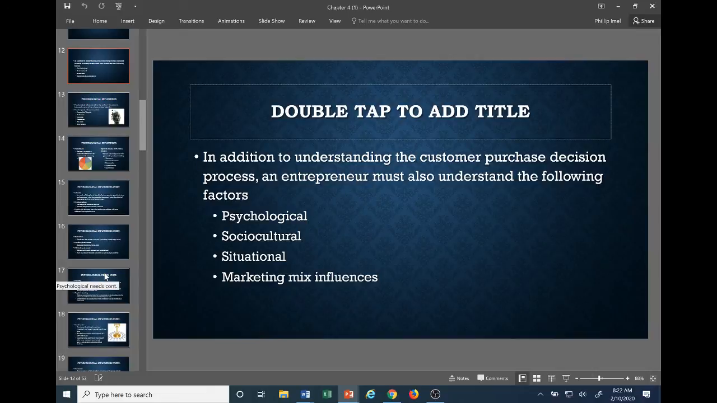In addition to understanding the customer purchase decision process, the entrepreneur must also understand the following factors: the psychological, the sociocultural, situational, and the marketing mix influences. And we'll get more into each one of these four areas moving forward.